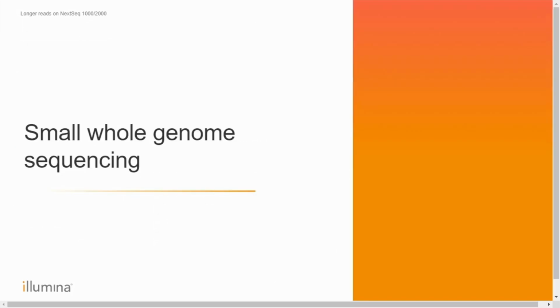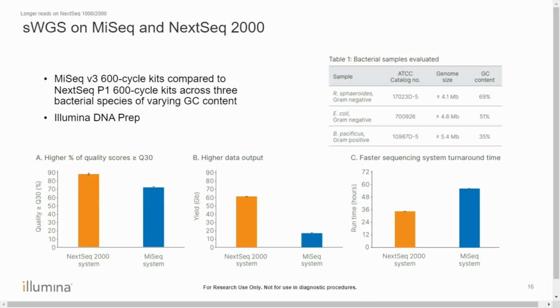Let's start with one of the most common methods of benchtop sequencing for microbiology, small whole genome sequencing of bacteria and viruses. To show how the use of the new 600 cycle kit can compare to traditional uses, I wanted to start with a study we performed comparing the P1 600 cycle flow cell specifically to the older MiSeq v3 flow cell, looking at 3 bacterial samples prepared with Illumina DNA prep and with varying GC content from 35 to 69%.